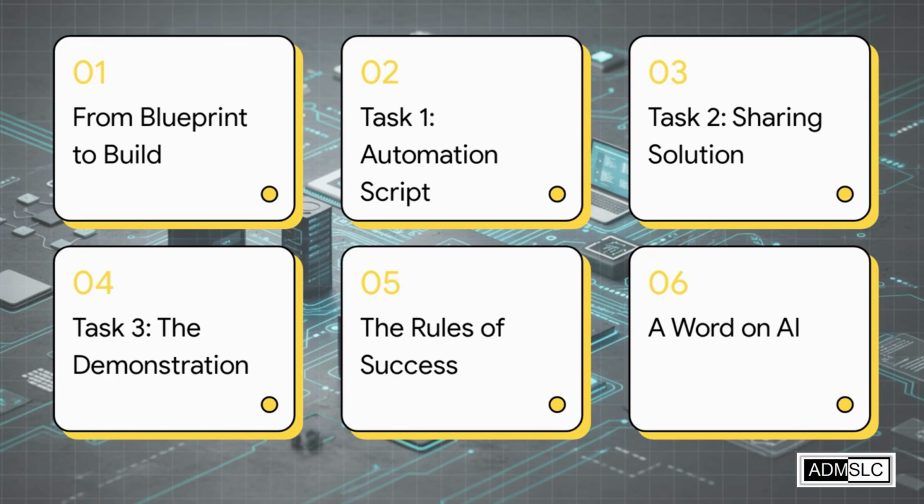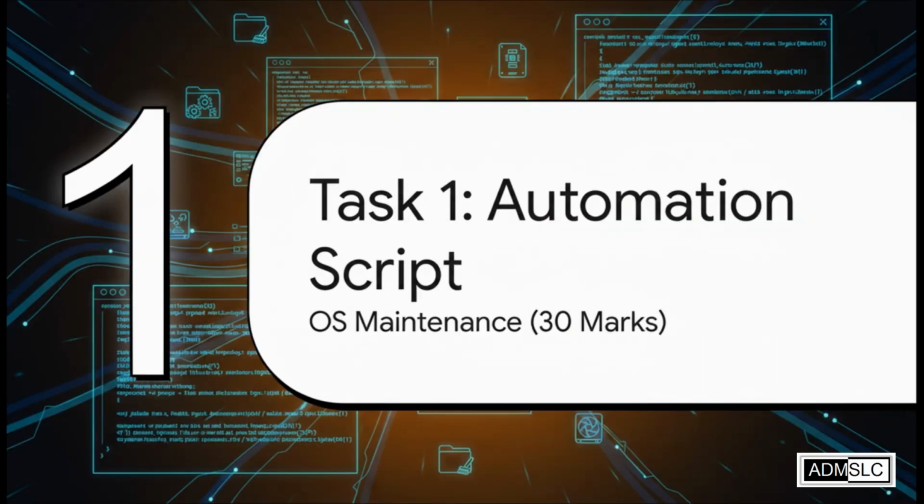Okay, so here's our roadmap. We'll quickly recap that blueprint to build idea, then we'll break down Task 1, the automation script. After that, we'll tackle Task 2, the sharing solution. Then we'll cover Task 3, the demonstration. And finally, we'll go over the rules you have to follow and have a serious talk about AI. Let's do it. First up, Task 1, the automation script.